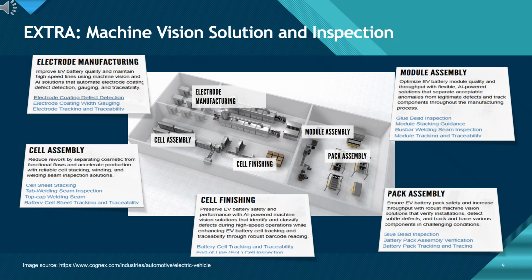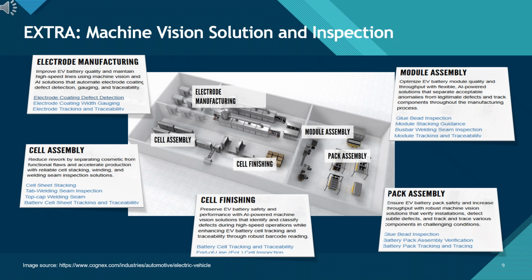Next, in the cell assembly area, inspection systems are applied to processes like sheet stacking, tab welding, and seam inspection, helping to reduce rework and ensure strong functional quality. The cell finishing section emphasizes safety and performance. Here, high-speed defect detection, barcode-based traceability, and end-of-line inspections confirm that only compliant cells proceed forward.